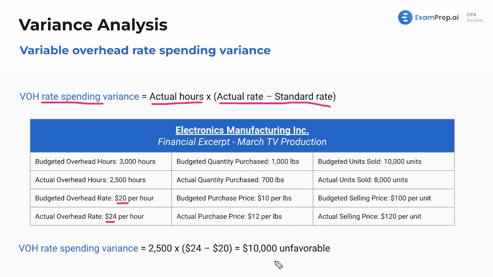This variance is going to tell us, assuming we're the cost managers, the plant managers, whether more or less was spent on variable overhead than expected. Favorable variance is when we spend less. Unfavorable is when we spend more. Nothing too groundbreaking.